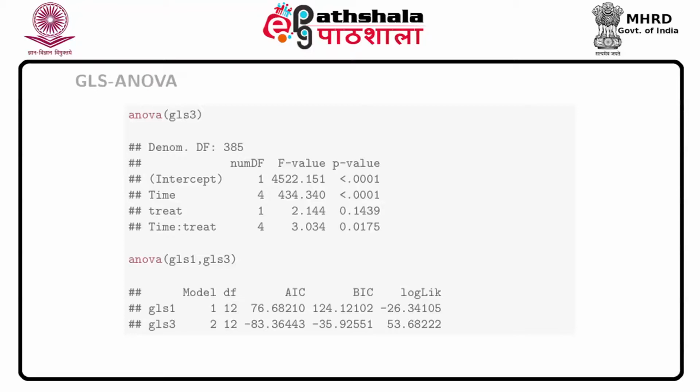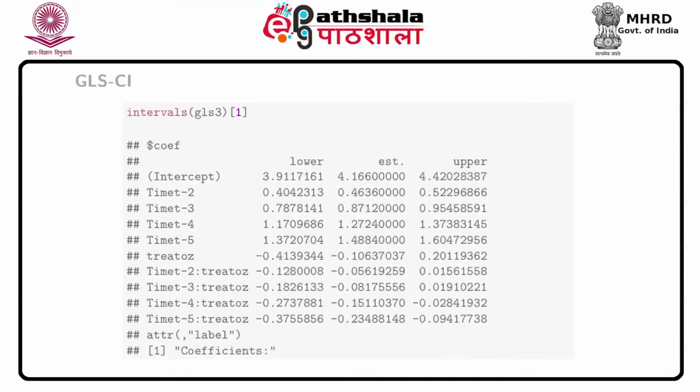Also, I can use the ANOVA function for comparing models, GLS1 and GLS3. If we have to choose between exchangeable and AR1, which one should we choose? Definitely we are going for GLS3. Reason? It has a lower AIC or a higher log likelihood.